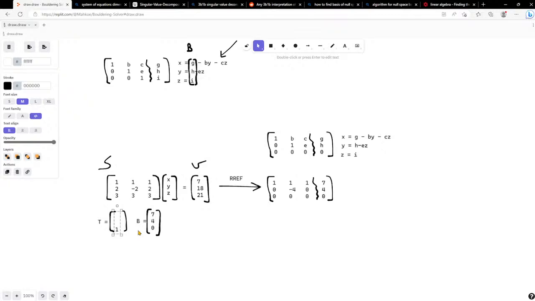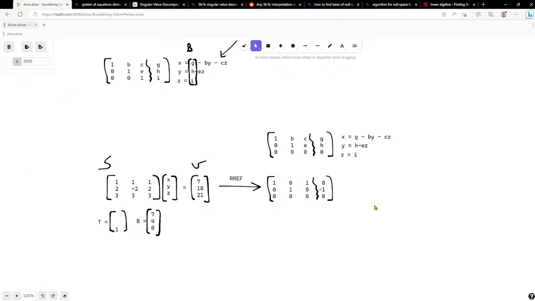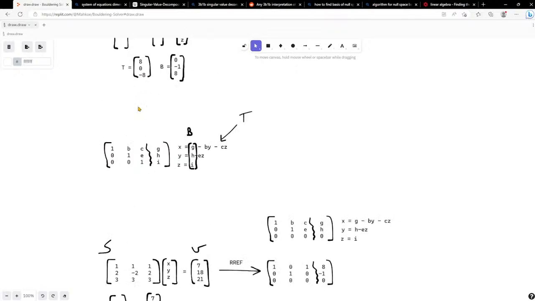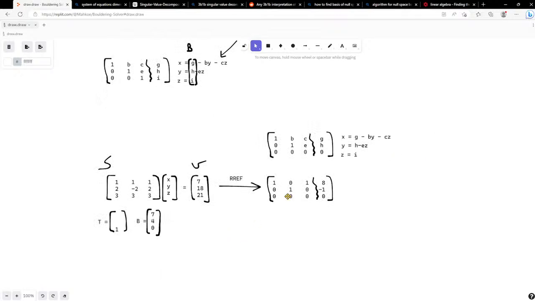And how do I get that? This is my RREF matrix. It's actually not RREF because I forgot to normalize this and get rid of that. So let's actually do that. And then here, we can add that. So this becomes 0, this becomes 8, right? I guess we could also do that. I hope that's right. Let me just quickly check this. Yeah, okay, so that's the RREF.